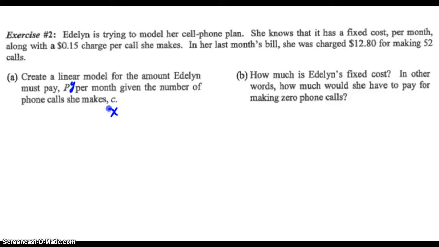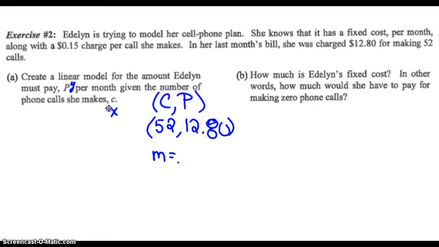So now first here it says that if she made, so we're going to be having C, comma, P. That's going to be our points here. If she made 52 calls, then she was charged $12.80. Okay, they also tell you that there's a fixed rate and that it's 15 cents per call. That 15 cents per call is what you're going to use as your slope. Okay, because that's saying what's happening each time.